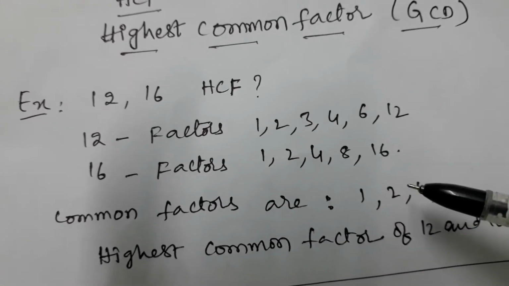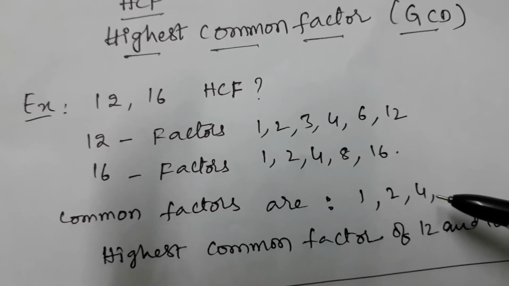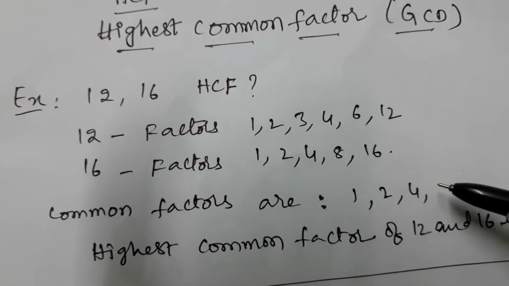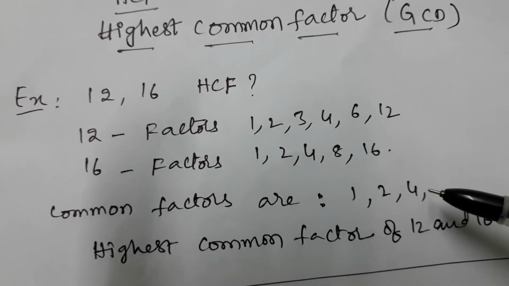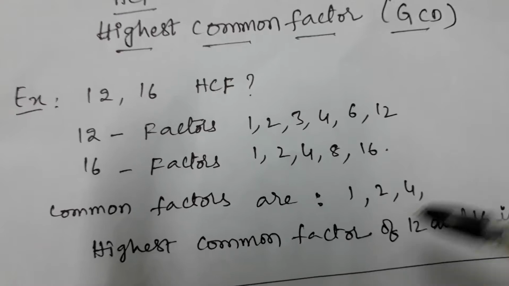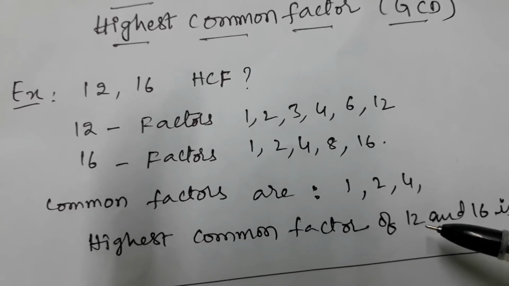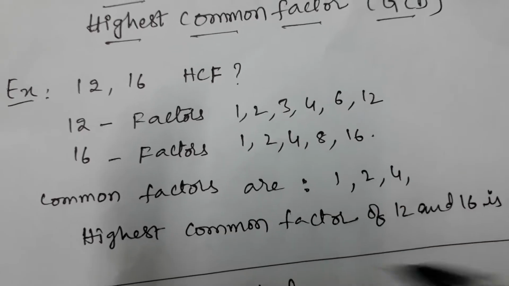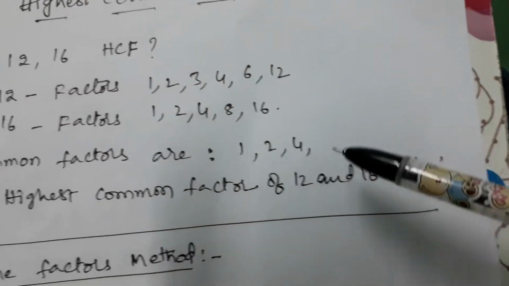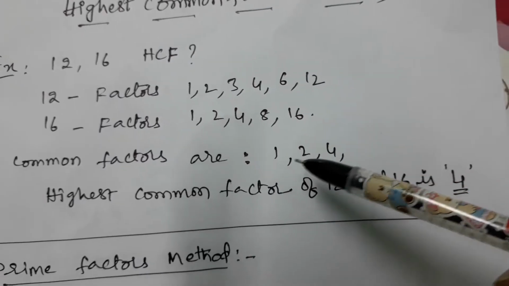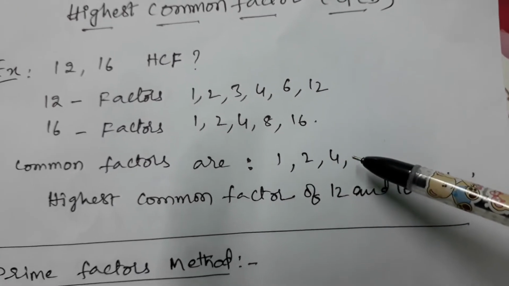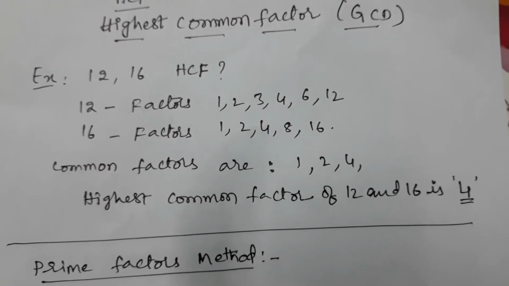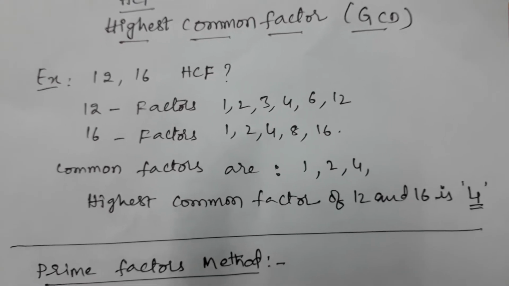In these common factors, the highest one is 4. The least one is 1, the highest one is 4. This is how we find the highest common factor of numbers. Given numbers are 12 and 16. The highest common factor of 12 and 16: out of all common factors, what is the highest? That is the answer, 4. This is the meaning of HCF.